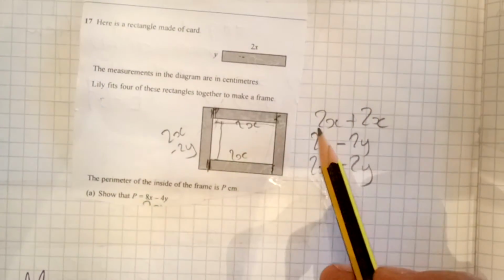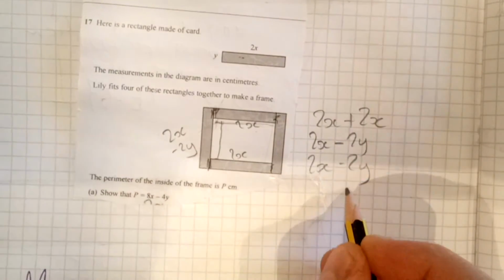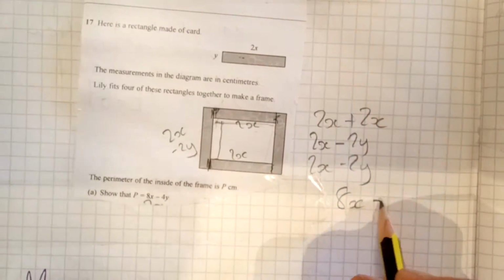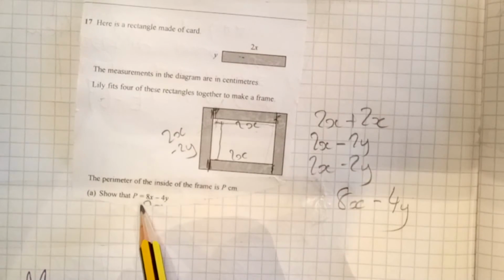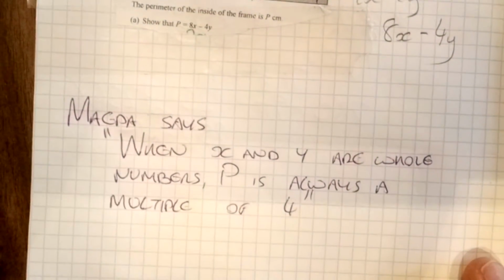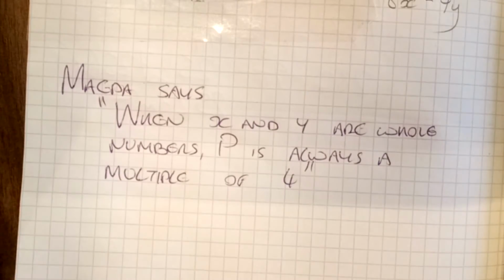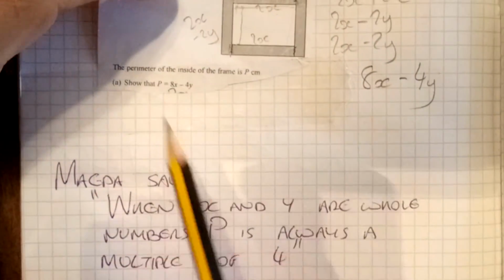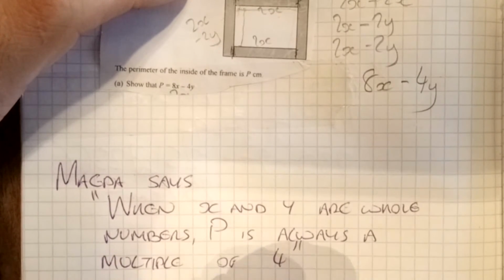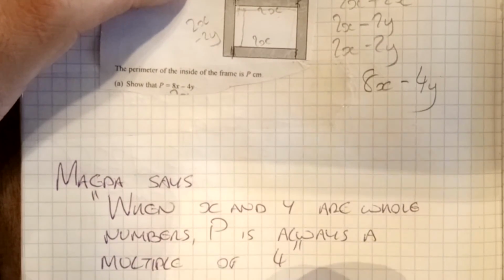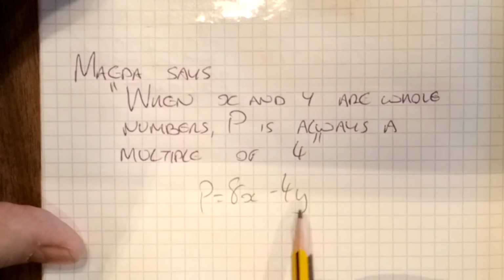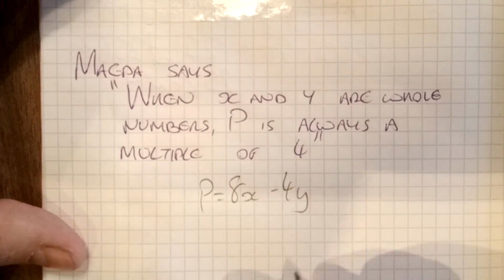Now if we put all our x's together, I've got 1, 2, 3, 4, 5, 6, 7, 8. So I've got 8x, and I put my y's together, I've got negative 4y, which is what it's saying there, 8x minus 4y. Right. Magda says, when x and y are whole numbers, p is always a multiple of 4. Okay. So I'm just going to write this down again. P equals 8x minus 4y. Okay, so for x and y always whole numbers, this is going to be a multiple of 4.